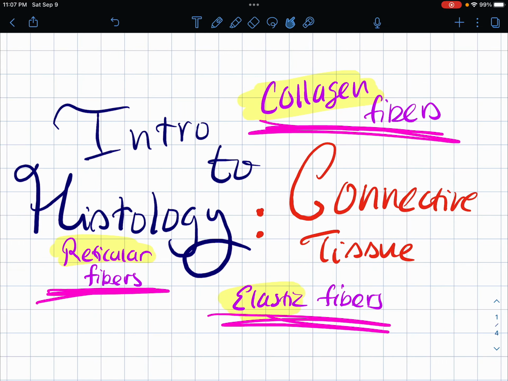So we've talked about the various components of the connective tissue in a previous video, and today we're going to be focusing on the protein fibers. And there's three types of them. There's the collagen fibers, the reticular fibers, and then there's the elastic fibers. So let's get into the overview of these three fibers.